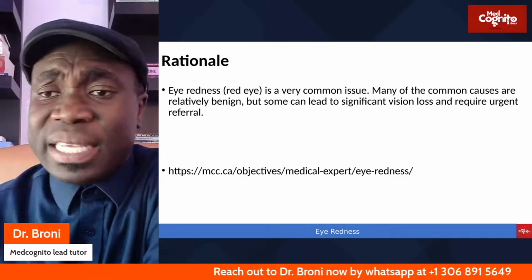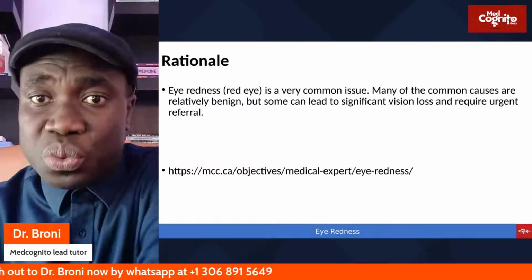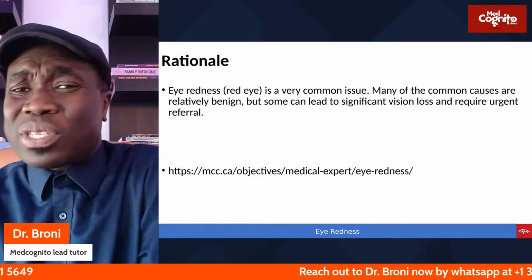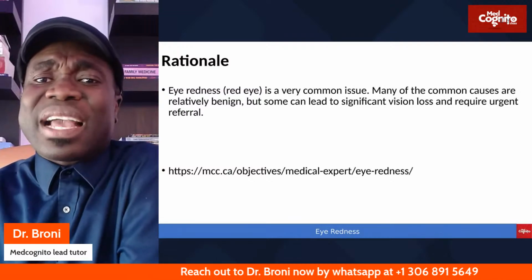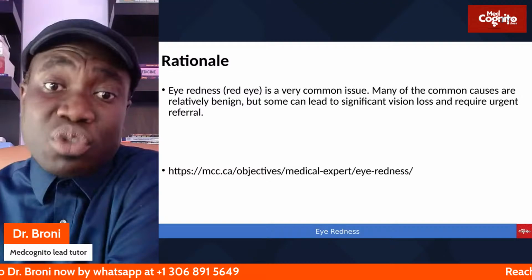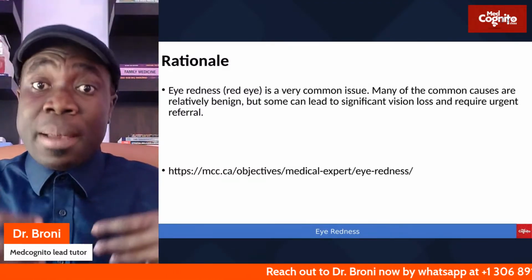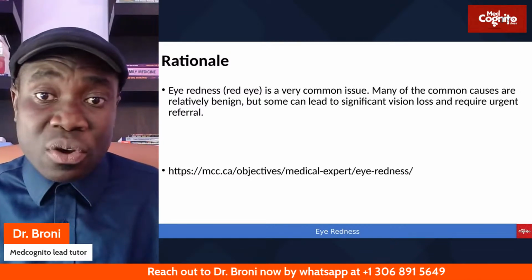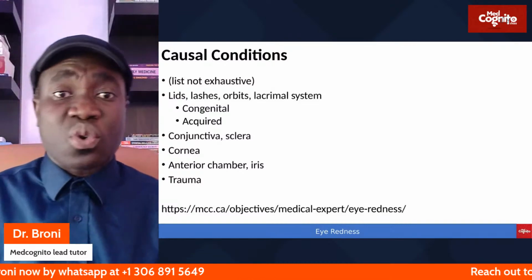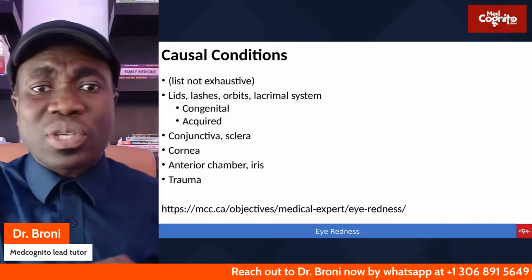If you look at the presentation very well, it says that eye redness is a very common issue, and many of the common causes are relatively benign. In other words, they don't really cause a lot of trouble, but some can lead to significant vision loss and require urgent referral. So you have to know which patients I am going to refer to a specialist, and which patients I am going to just manage in my office as a doctor. So what are the causal conditions of red eye? What are the things which cause red eye? The list is not exhaustive, so I'm just going to list some of them.